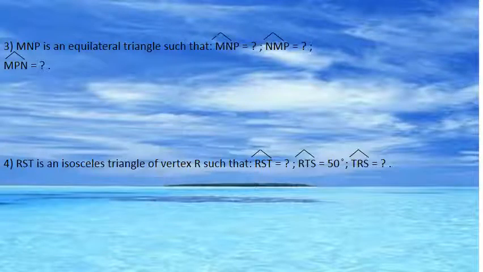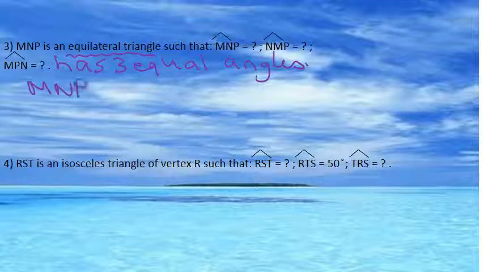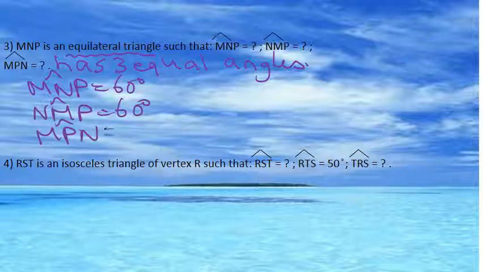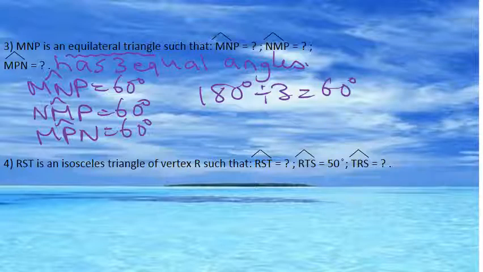Now triangle MNP is an equilateral triangle. Equilateral triangle, this is a particular triangle. It has 3 equal angles. So the angles of this equilateral triangle are equal. Angle MNP is equal to 60 degrees, angle NMP is equal to 60 degrees, and angle NPM is equal to 60 degrees. Each angle measures 60 degrees. Why? Because all the angles sum to 180 degrees, divided by 3 is equal to 60 degrees each angle.